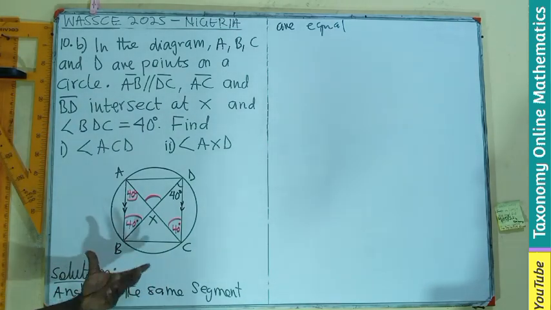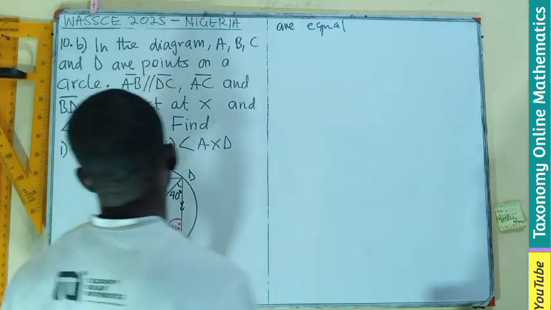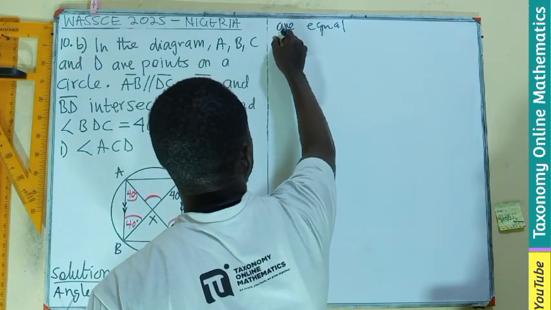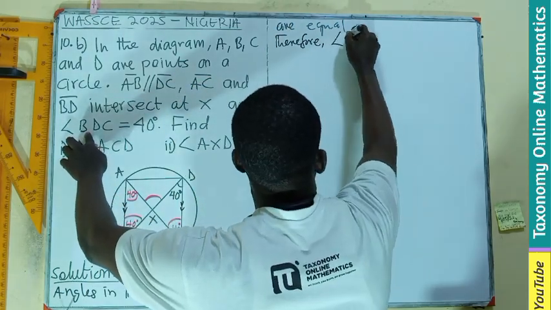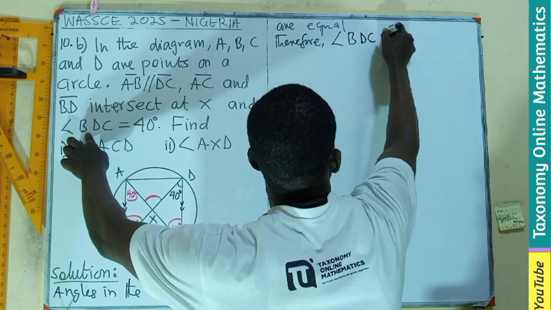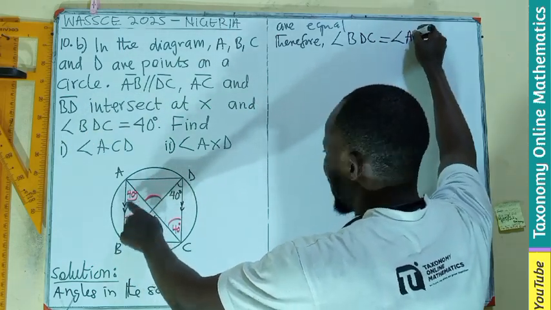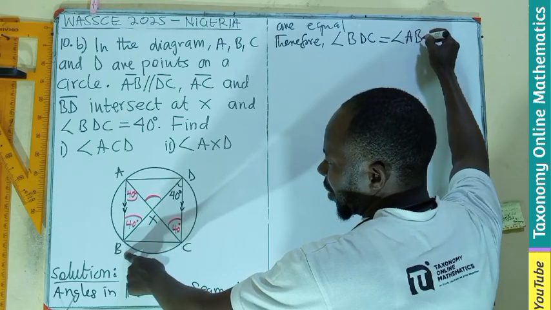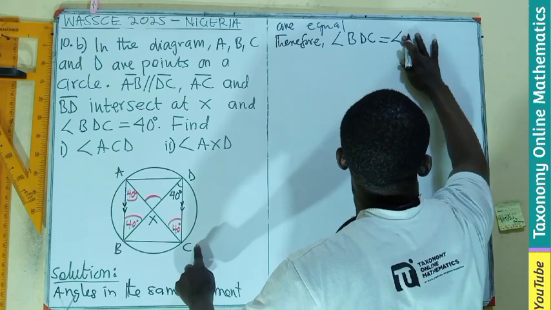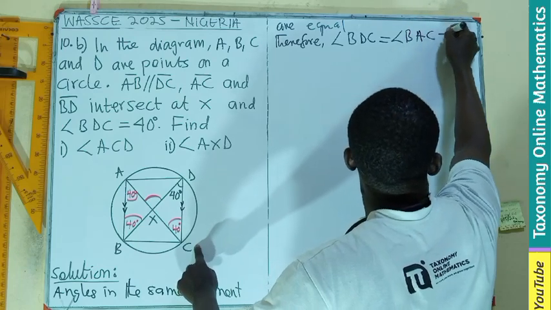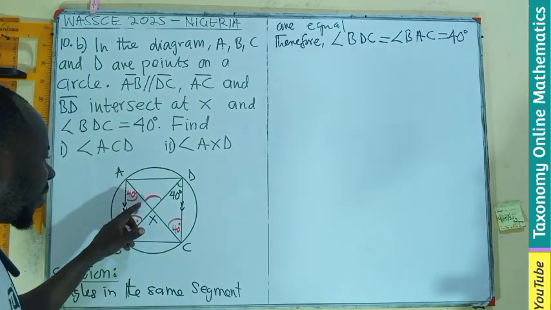If that is the case, I'll begin with the first angle given to me, which is BDC, right? Therefore, we can have the angle BDC equals to the angle here, which is going to be angle BAC, which is also going to be 40 degrees. That's the first angle I found here, this very angle.